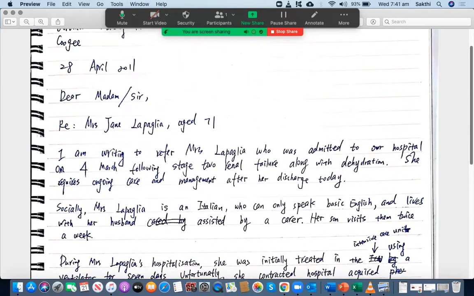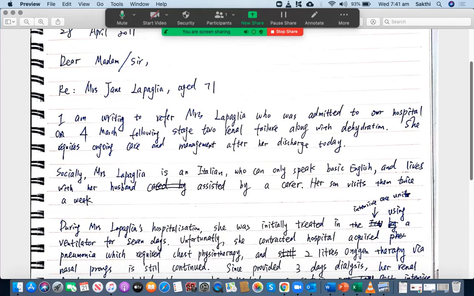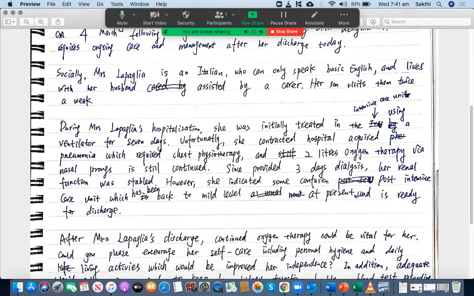Perfect. So this introduction paragraph sounds really good. It doesn't have any grammatical mistakes. You have done a wonderful job, Alice. I'm very happy for this. Let's go to the next paragraph. Socially, Mrs. Lapaglia is an Italian who can only speak basic English and lives with her husband, assisted by a carer.